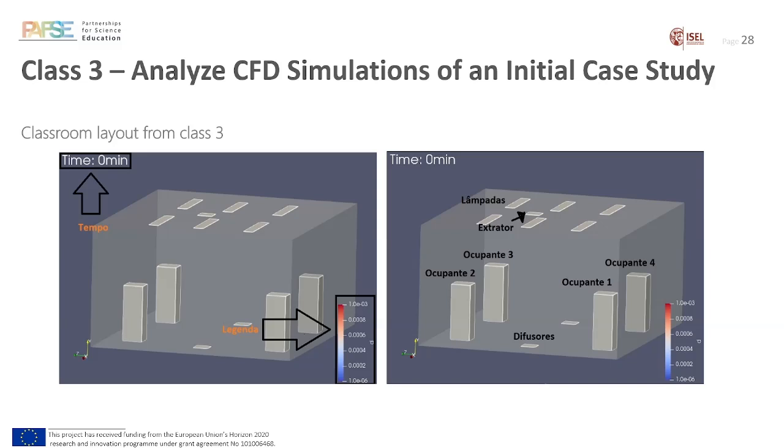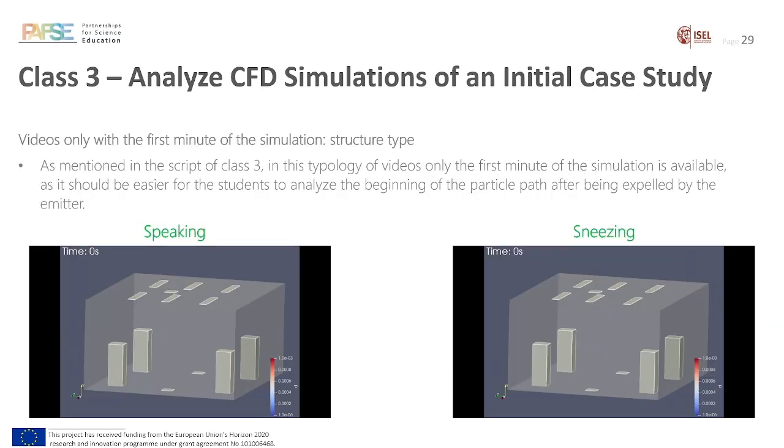So as we can see here, we have the classroom layout. We have a classroom with 6 rectangles on the ceiling, which are the lamps, two squares on the floor, which are the air diffusers, and these four representations here, which are the occupants, the color caption in the lower right side of the image, and the time of the simulation at the upper left of the image. So this is the main classroom layout from class 3.